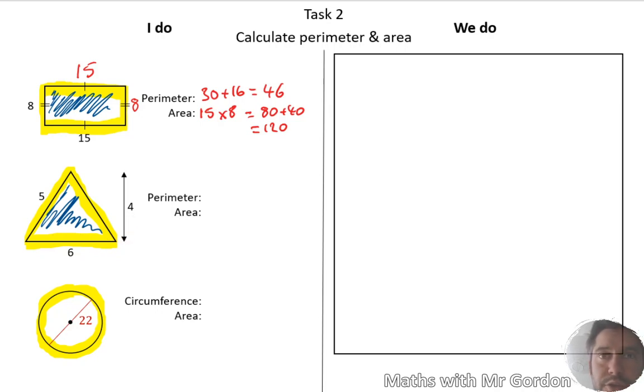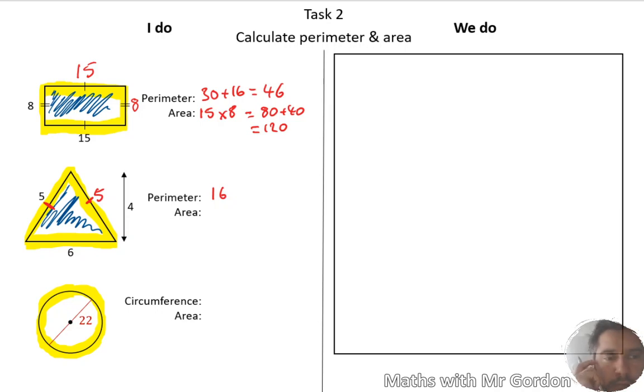Now we have a triangle, and I've actually given you 3 different lengths on here. You only need 2 of those to find the area, but you do need all of them to find the perimeter. Actually, I haven't given you this side here. To find the perimeter, you are going to need to know this side as well. Let's just change this into an isosceles triangle, which means that this length here will be 5 as well. So to find the perimeter of this triangle, it will be 5 plus 5 plus 6 all the way around, which is 10 plus 6, which is 16.